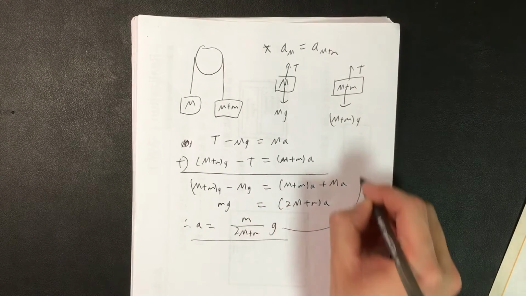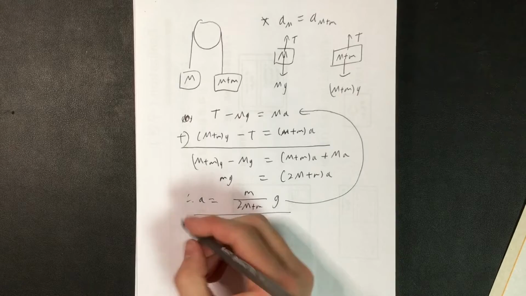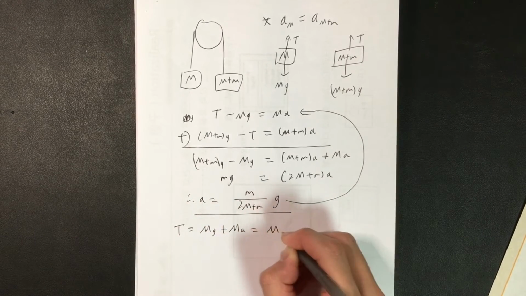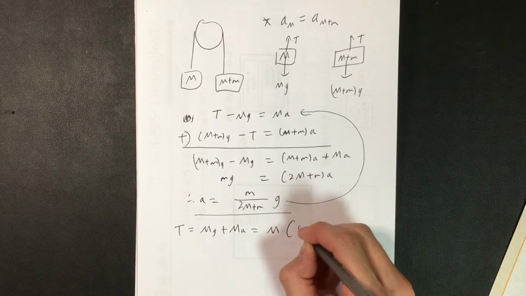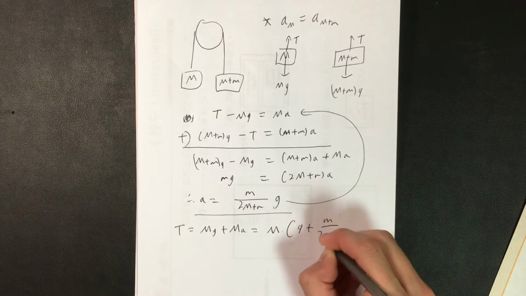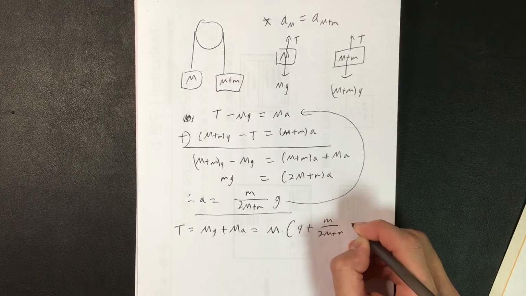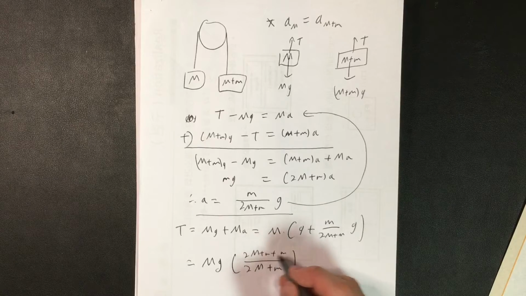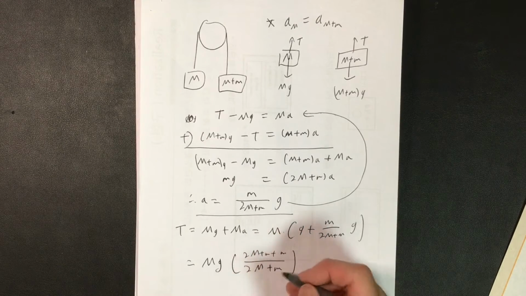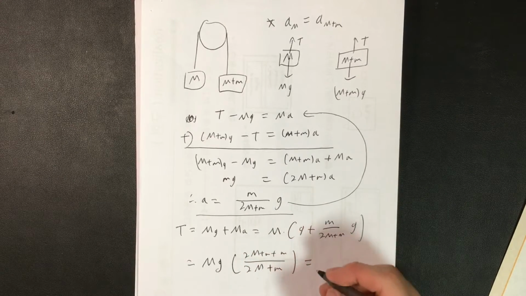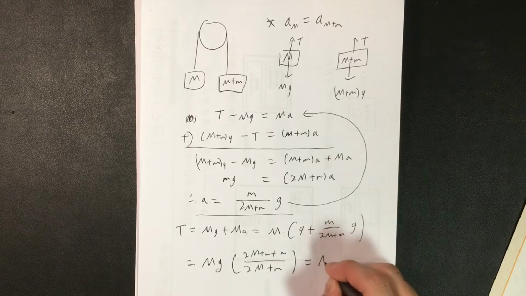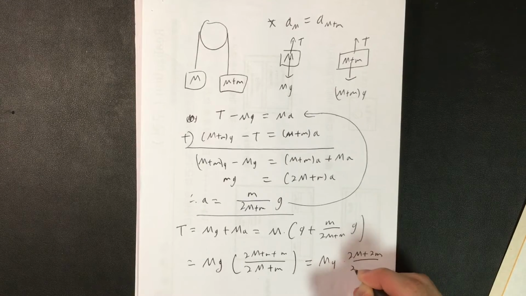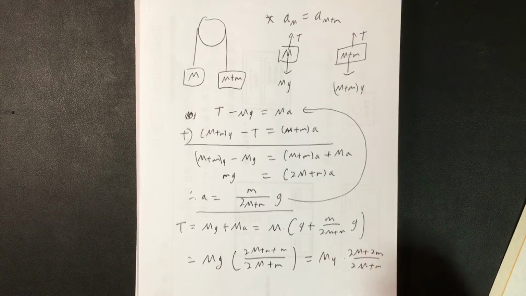Plugging in this expression here to solve for tension, tension equals Mg plus Ma, which is M times g plus m over (2M plus m) g, in which this equals Mg times (2M plus m plus m) over (2M plus m). And solving this becomes Mg times (2M plus 2m) over (2M plus m).